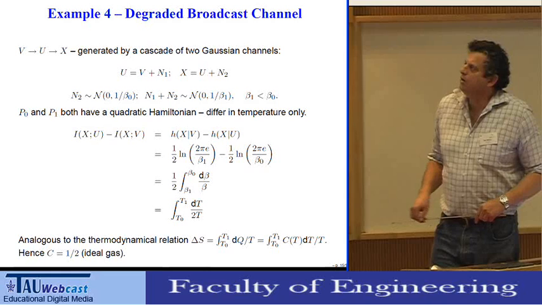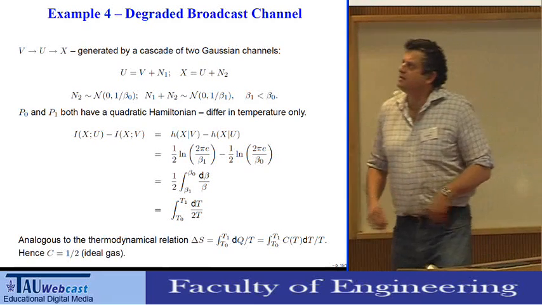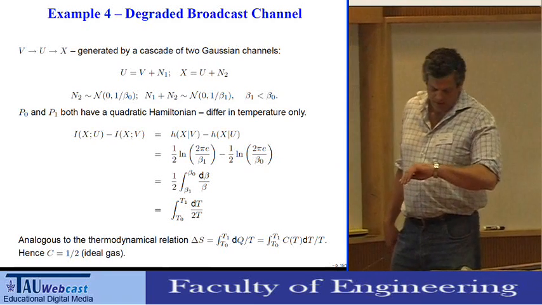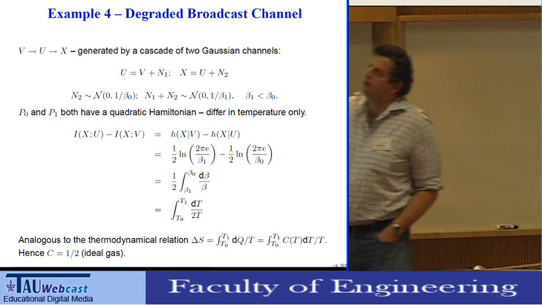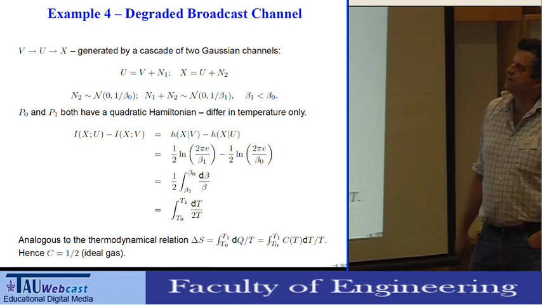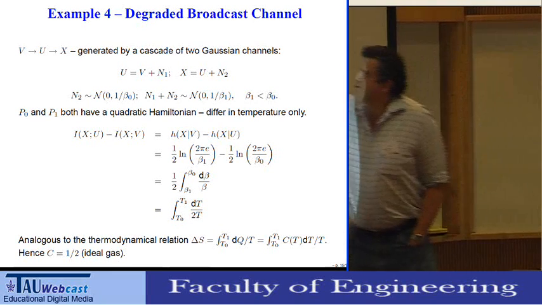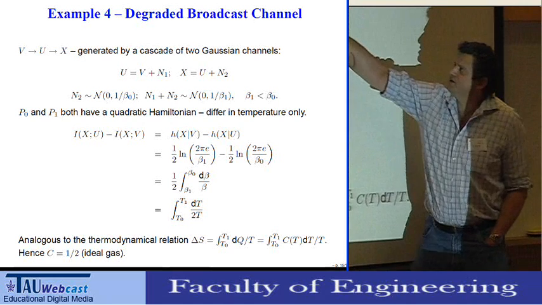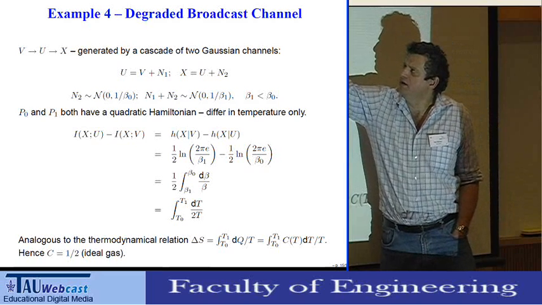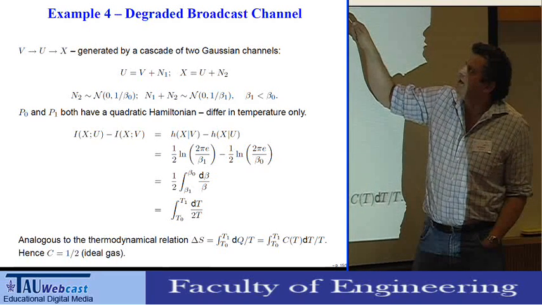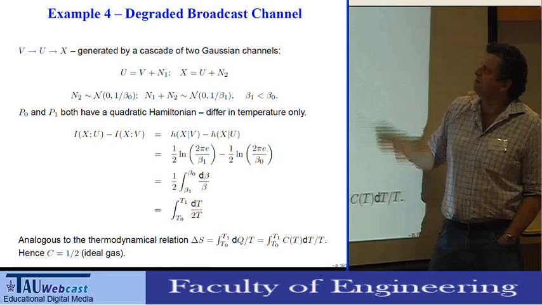Let us look at a few more examples in this context of the data processing theorem. That's the simple example of the degraded broadcast channel, the Gaussian degraded broadcast channel. Again, we have a triplet, a Gaussian triplet, which is Markov V-U-X. And suppose that they are formed as a cascade of two channels, one with noise N1, with variance 1 over beta 0, and one with noise N2, where the two noises together have, of course, a higher variance.